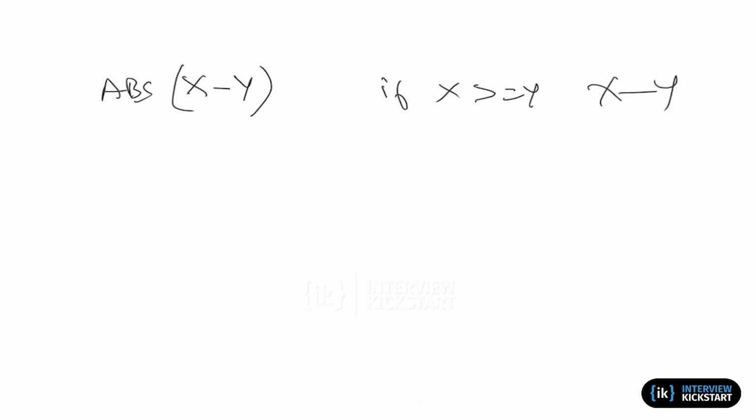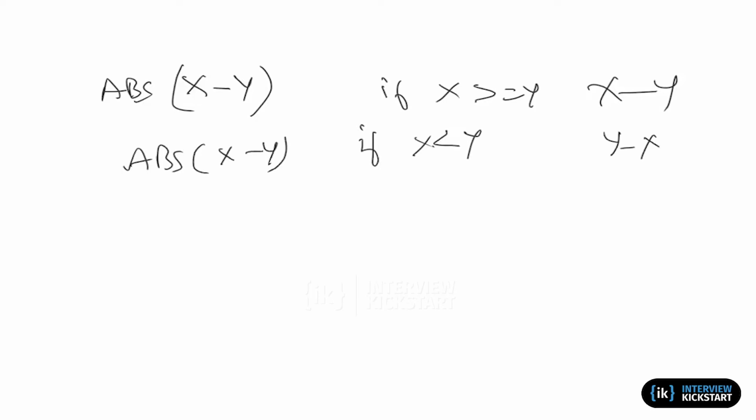So again, basically, think of this x minus y, and you think of the absolute value of x minus y. Now, if x is greater than or equal to y, the absolute value of x minus y would be x minus y because it is positive. And if x is less than y, which is a negative number, then what is this value? It will be y minus x, right?